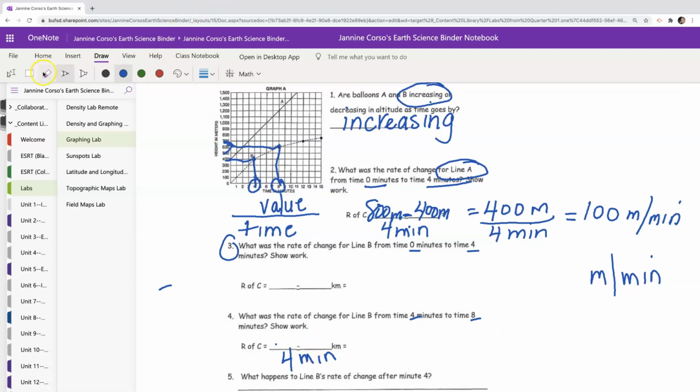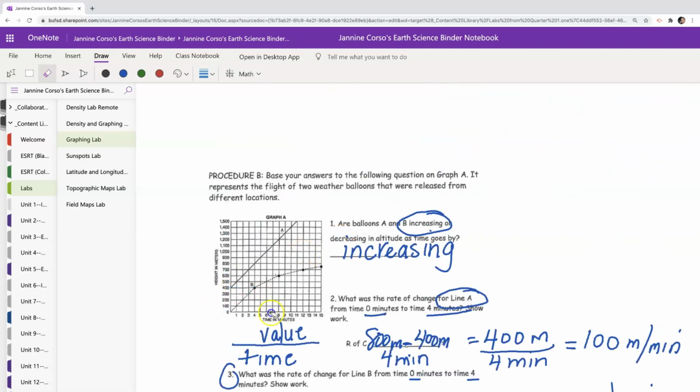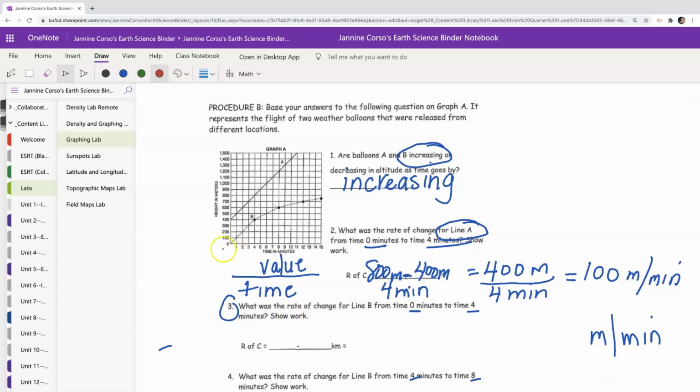Okay, so that leads us to our last two questions. What happens to line B's rate of change after the 4th minute? We kind of already discussed the idea that line B steadily increased. Here it was going up steadily, and then all of a sudden the line starts flopping over. At the 4th minute, its rate of increase obviously starts to slow down. It starts to decrease how quickly it was going up.